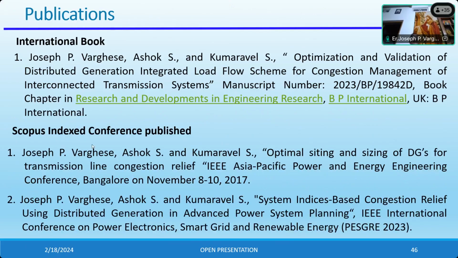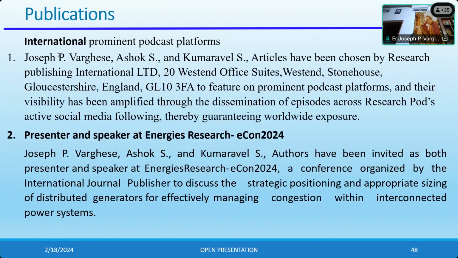Then the Scopus indexed conferences: the IEEE Asia Pacific Conference in 2017, and also System Indices based congestion relief using distributed generation in advanced power system planning, which has been published in the IEEE International Conference on Smart Grid 2023. We are also featured on international prominent broadcast platforms. We have been chosen for publishing by International Limited, Western Office UK, to feature on a prominent broadcast platform.